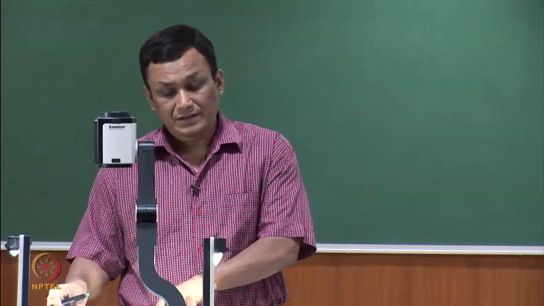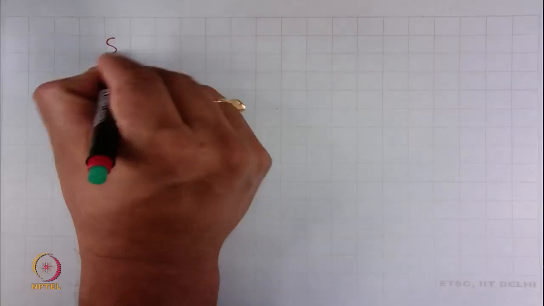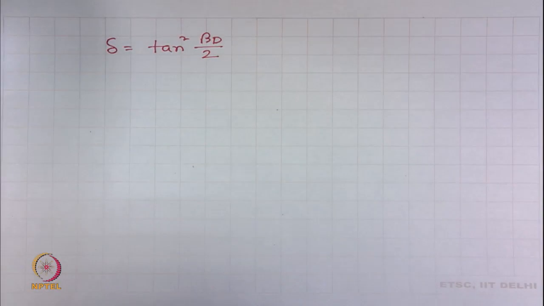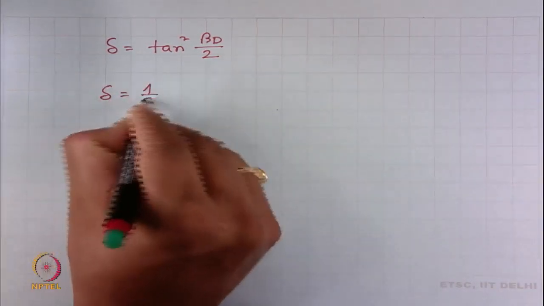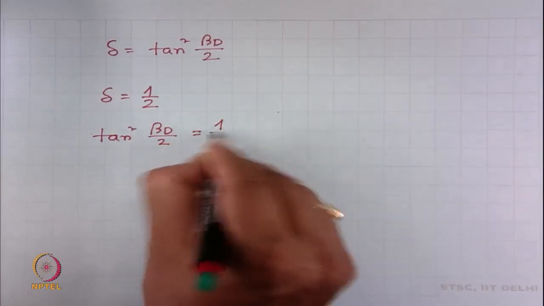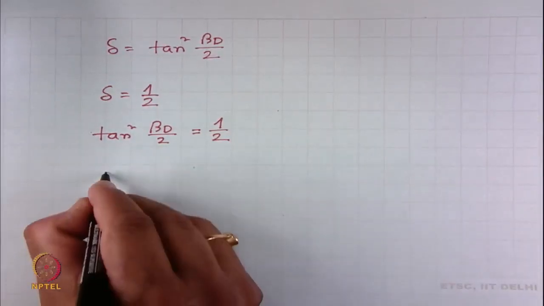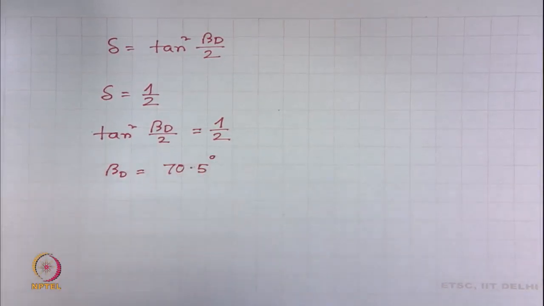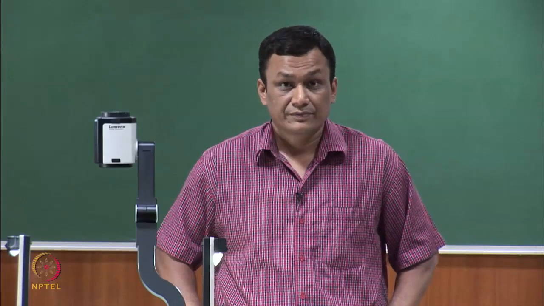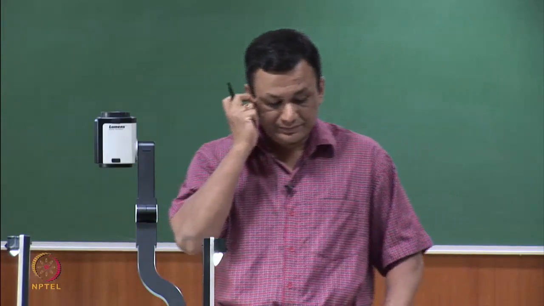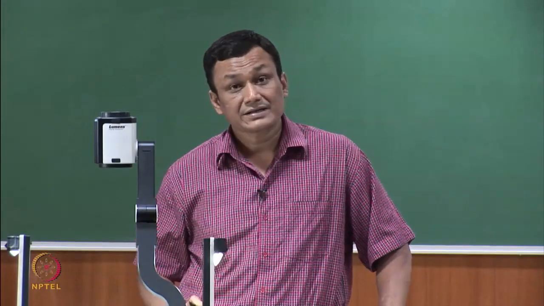Now, this is the limit of retraction, and we have already found out that tan square beta d by 2, and if the limit of retraction is half, so tan square beta d by 2 is equal to half, then what will be beta d? Beta d will be 70.5 degree. That means the twist angle of surface fiber has a limit, and that limit is 70.5, right?